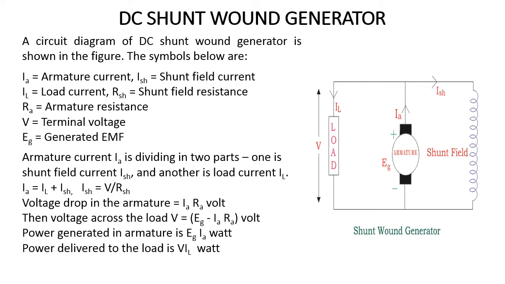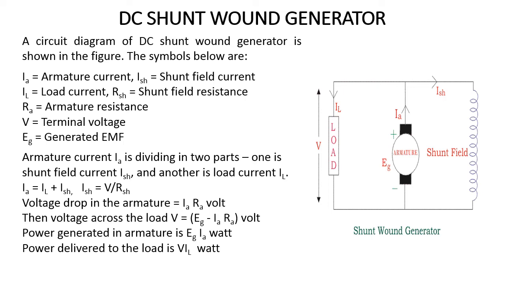So by using KCL, armature current Ia is equal to IL plus ISH, and also ISH is equal to V by RSH. So the shunt field winding is connected across armature and load also. So the same voltage V appears across the shunt field winding. So that's why ISH is equal to V by RSH.